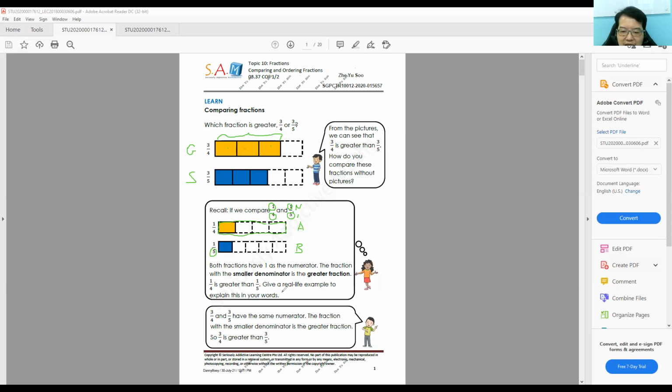Okay, let's take another example: 3 out of 4 and 3 out of 5. Which is a smaller fraction? That's right, 3/5 is smaller because you have to cut it into 5 parts and you're getting 3 out of 5 parts. Whereas for 3/4, you cut it into 4 parts and you're getting 3 out of 4 parts. So you're getting a bigger portion. 3/4 is therefore greater than 3/5.